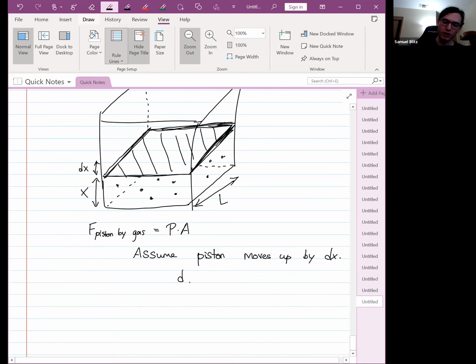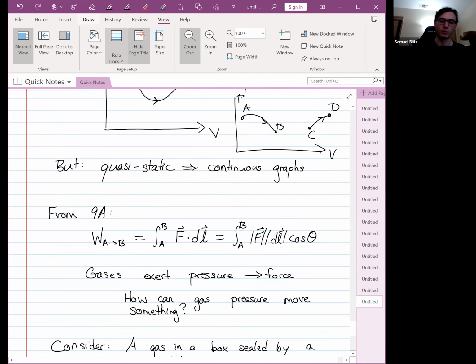So the change in volume of the gas would just be the area times the change in height, right? Because the area is staying the same. The area is still L squared. The height is increasing by dx, so the volume is changing by the area times dx. Now the work done, a small amount of work because the piston's only moving a little bit, is equal to the pressure times the area, that's the force. By the way, we're looking at the infinitesimal version before you do the integral. So this is force times distance.